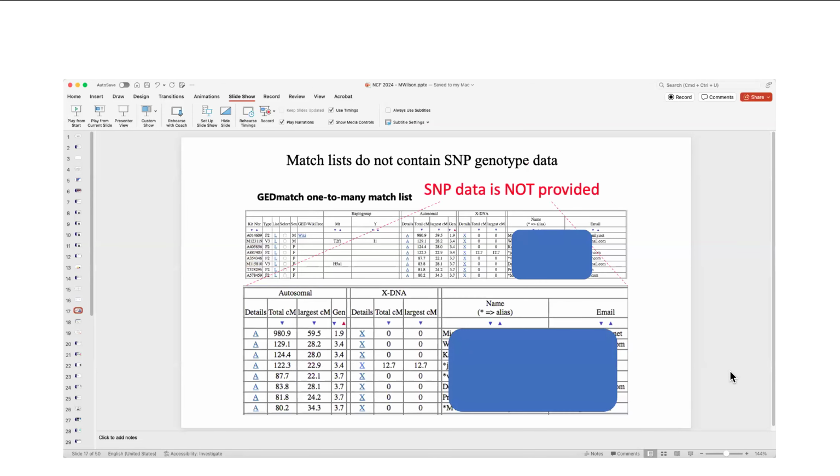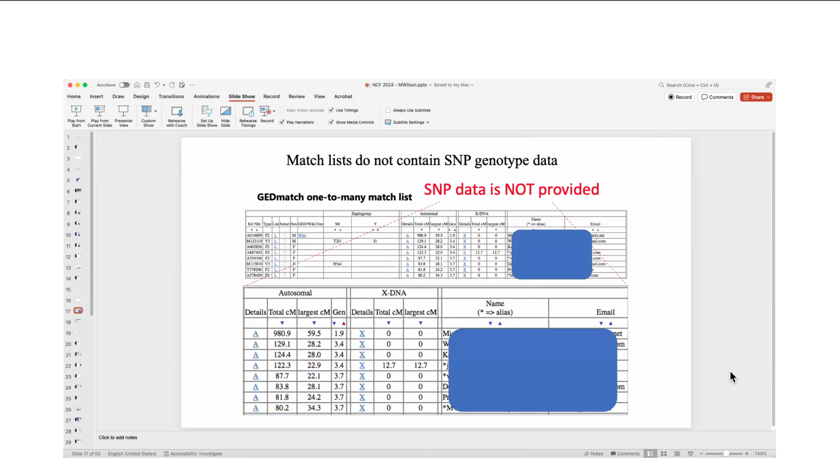Okay, this is an important slide because it highlights actually two things. One is when these databases are searched, this is the output that comes back, something that looks like this. And what you can see on the bottom is some numbers like details and then total centimorgans. That's the number of those overlapping segments. So you have a pretty close match here at 980. And then the largest segment is 59.5, etc.